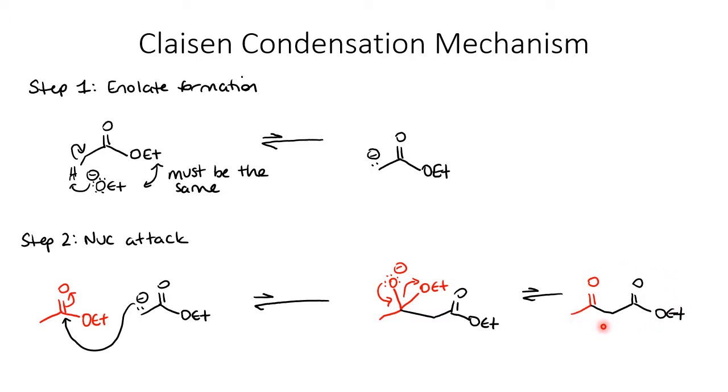Now if we take a look at this product, this is a beta keto ester, and it looks like the product that would be formed from these two esters reacting with one another. But if we take a look at all of these equilibrium arrows, none of these steps favor the formation of the product. So if we were to stop here in the mechanism, we would actually have an unfavorable reaction that would not occur. So that's where the next steps come into the mechanism.